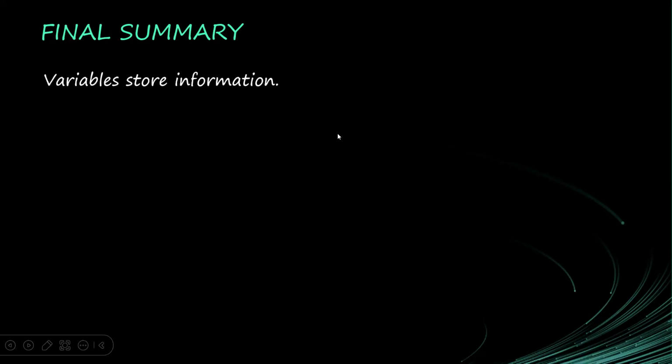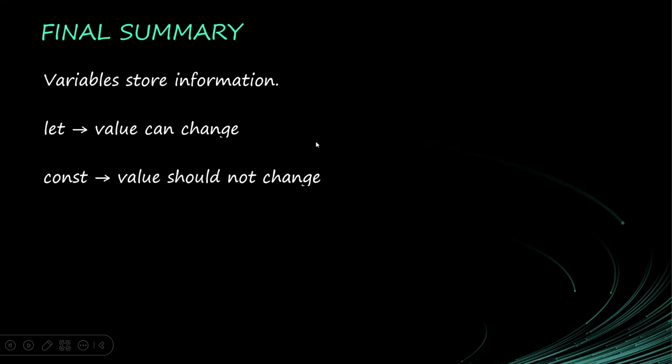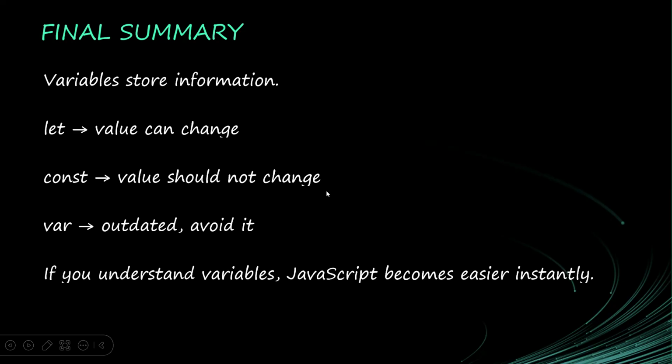So, final summary: variables store information. This data is stored in a memory location of your computer. Then we give it a fancy name, like age or username, so that we can use it to get the value. With let, the value can change. With the const keyword, the value should not change. var is outdated, avoid it. If you understand variables, JavaScript becomes easier instantly.